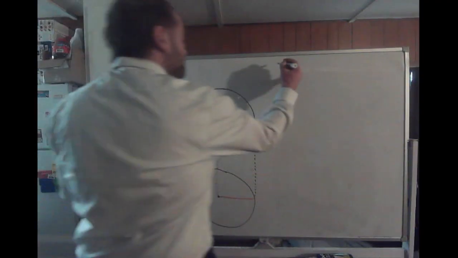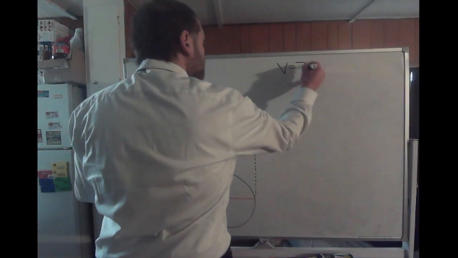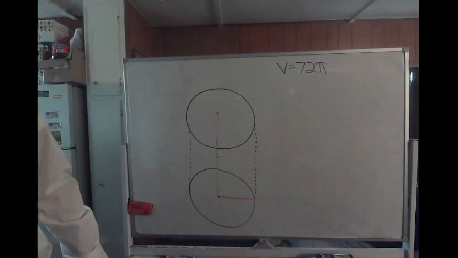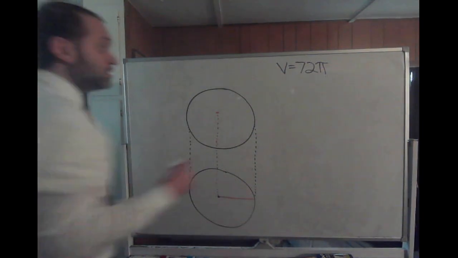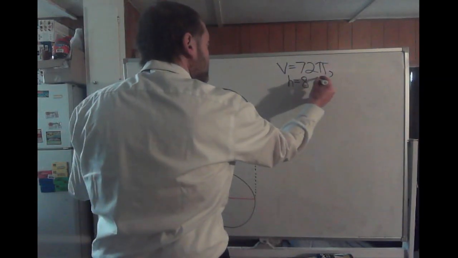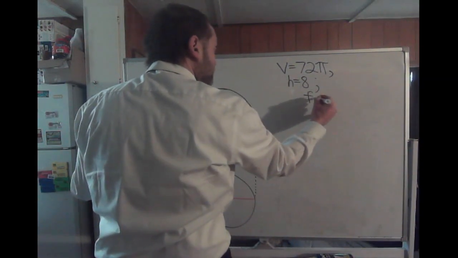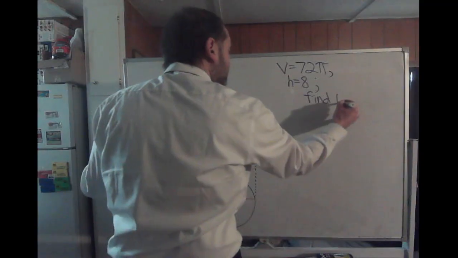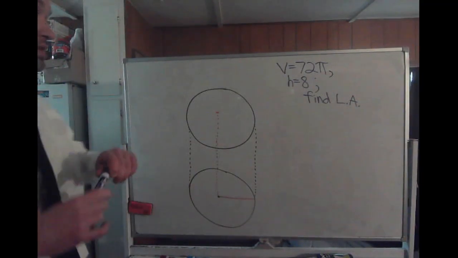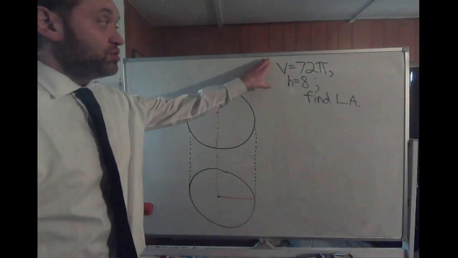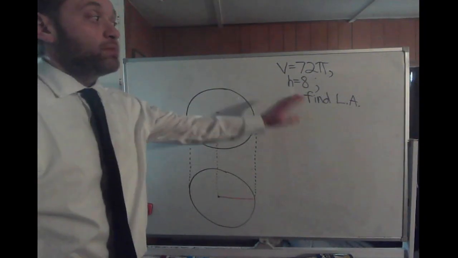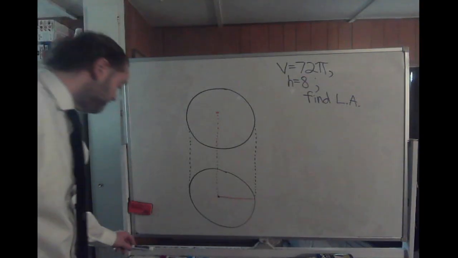So this time the volume of the cylinder equals 72 pi cubic units. They even give you that the height equals 8. They want you to find the lateral area. So they give you that the volume, of course, is 72 pi. They even give you that the height is 8, but they want you to find the lateral area.